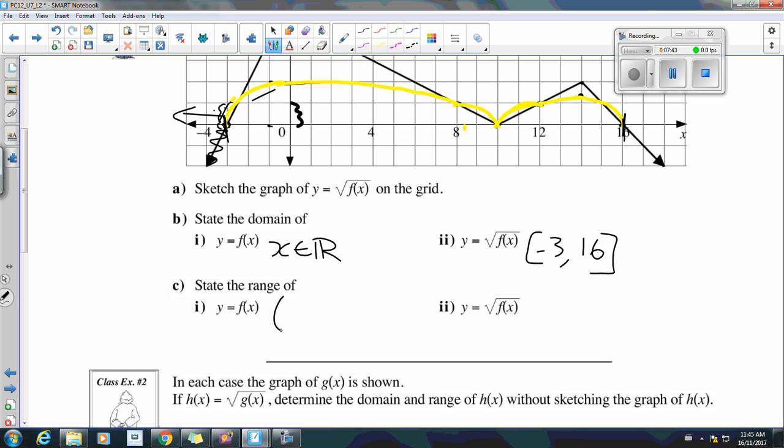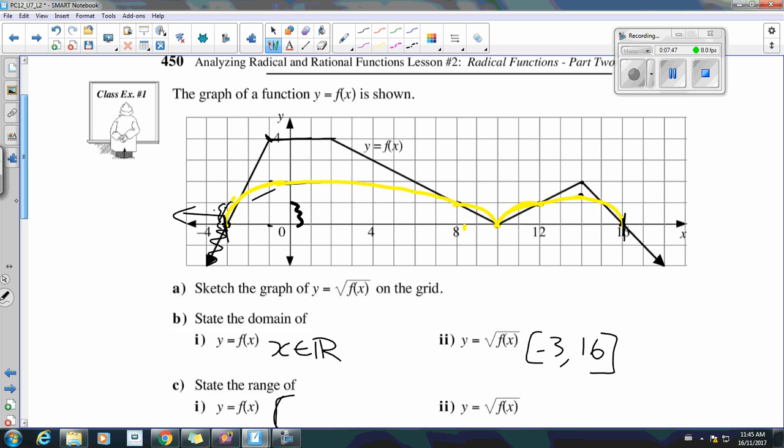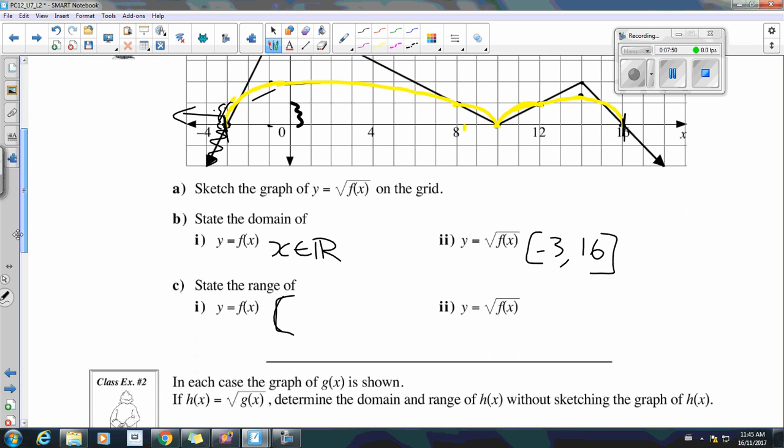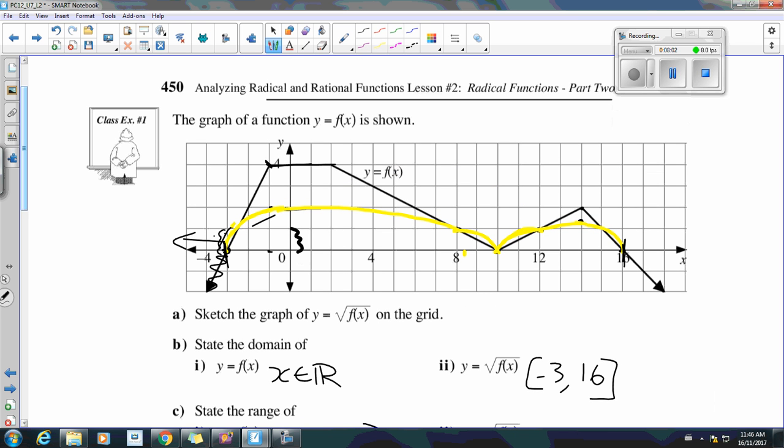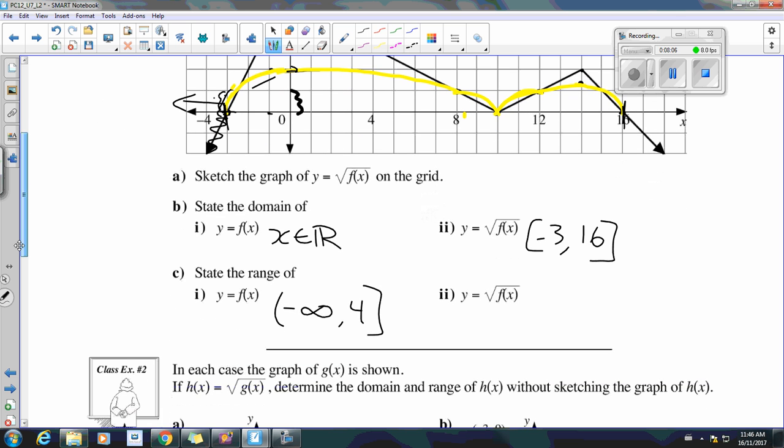The range of the original was a maximum number of 4 all the way down to negative infinity. And what is the range of the square root graph? Well, the square root graph, this maximum point here is 2, and the minimum point is 0. So 0, 2.